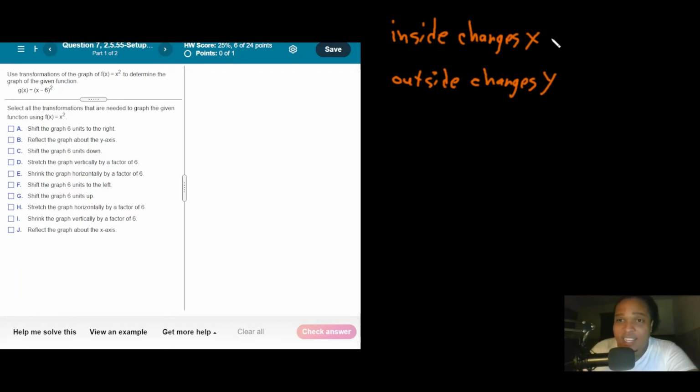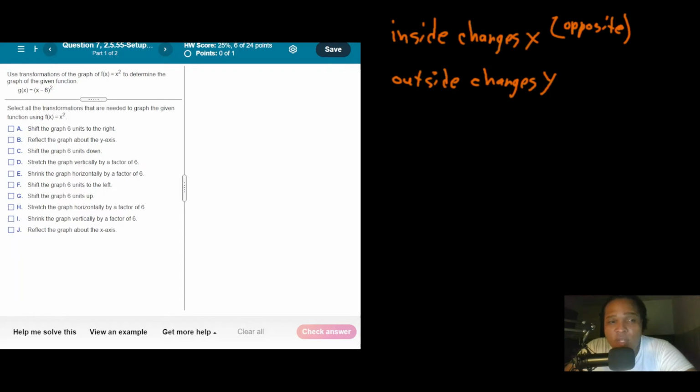Oh, and another thing for the inside portion, remember we want to do the opposite, just in case there's any pluses and minuses. Like if you have a plus 4 or minus 4, you want to do the opposite of what you see there. This is what makes math tricky, a small detail like that. Just do the opposite of what you see for your x's on the inside. It's not the end of the world, okay?